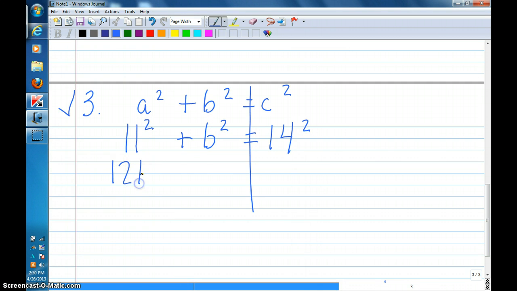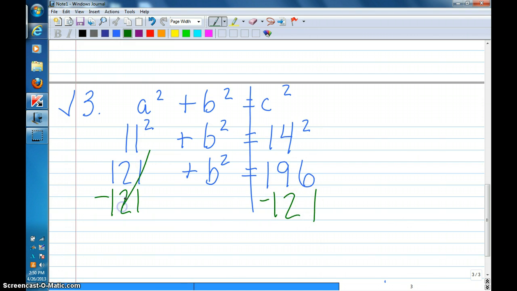I know 11 squared is 121. 14 squared, you can double check that math, comes out to 196. So I'm going to solve like before. I want to get rid of the 121, so I'm going to subtract it from both sides. I'm left with b squared. Do the math there, and you're left with 75. Again, to get rid of the square, I'm going to do the opposite operation. I'm going to take the square root.